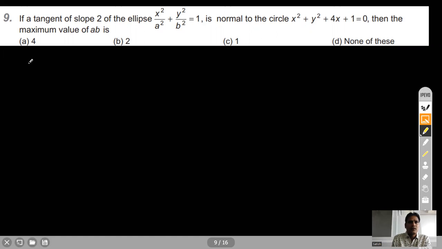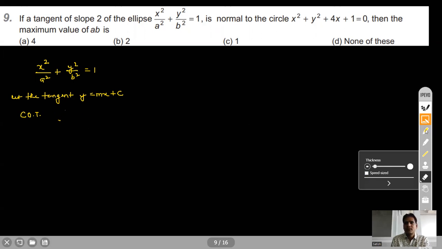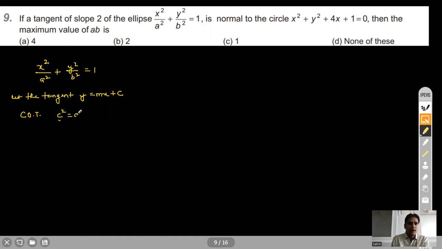Let me write it. This is our ellipse, x square upon a square plus y square upon b square is equal to 1. Let me assume the tangent to be y equal to mx plus c. For this line to be tangent to this ellipse, we all know the condition of tangency. What is the condition of tangency? This c square must be equal to a square m square plus b square.